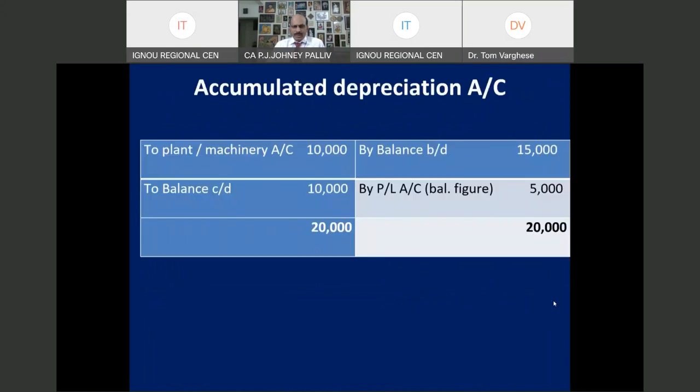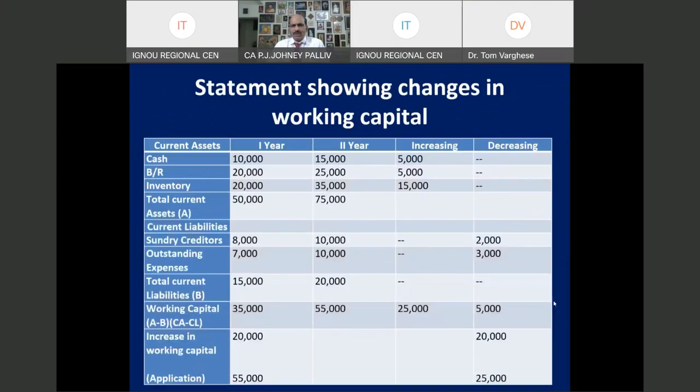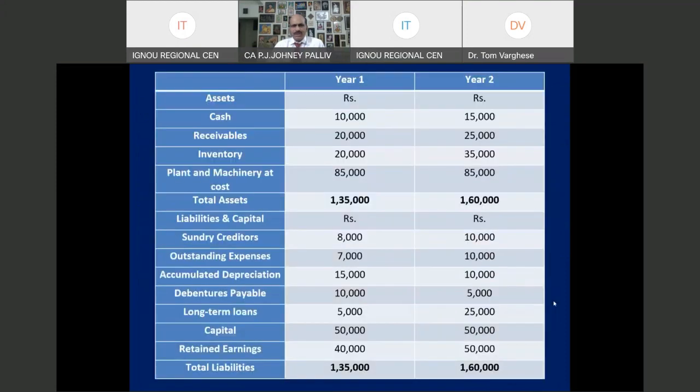Now let us see the next account, which is called accumulated depreciation account. In the accumulated depreciation account, opening balance 15,000, closing balance 10,000. I repeat, opening balance 15,000, closing balance 10,000. From where I got this figure? It is from the original balance sheet only.